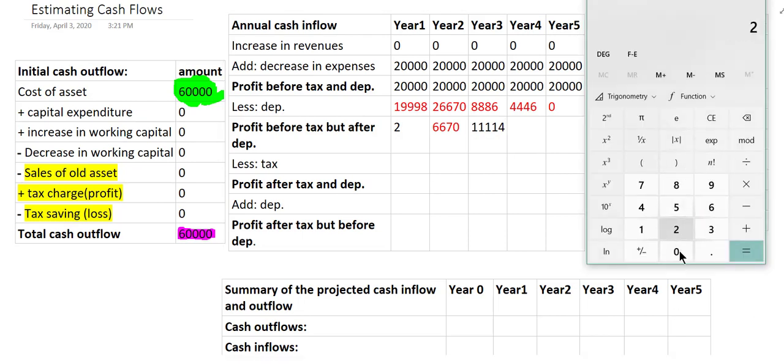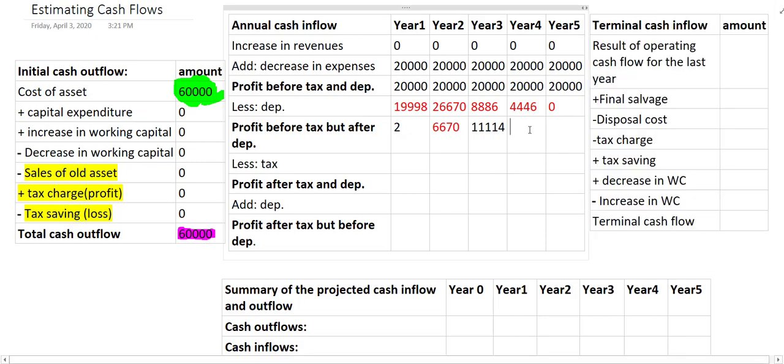From 20,000 minus the amount of 4,446, which you get this balance, 15,554. 15,554, right? So this was the balance. And for the last year, from 20,000 minus 0, again you will get the same balance, equal to how much? 20,000.